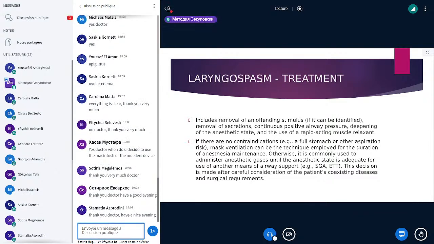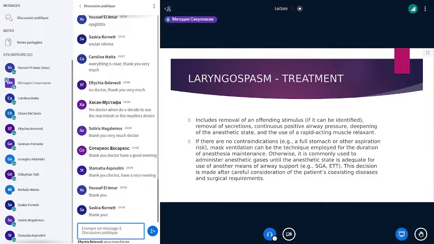Yes, doctor, when to decide to use the Macintosh? Just a second, you have some questions, just a second to see. Everything is clear, thank you very much, okay. I will send you the lecture, don't make a recording of my lecture. Thank you very much, okay. Yes, doctor, when do you decide to use the Macintosh?